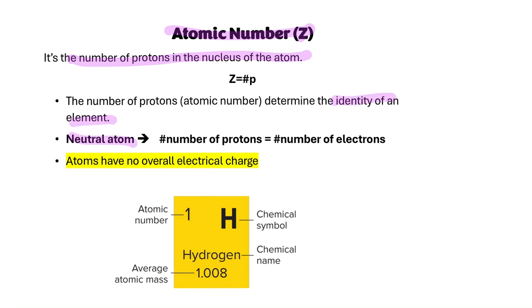In any neutral atom, the number of protons is always equal to the number of electrons. That is why atoms have no overall electrical charge.